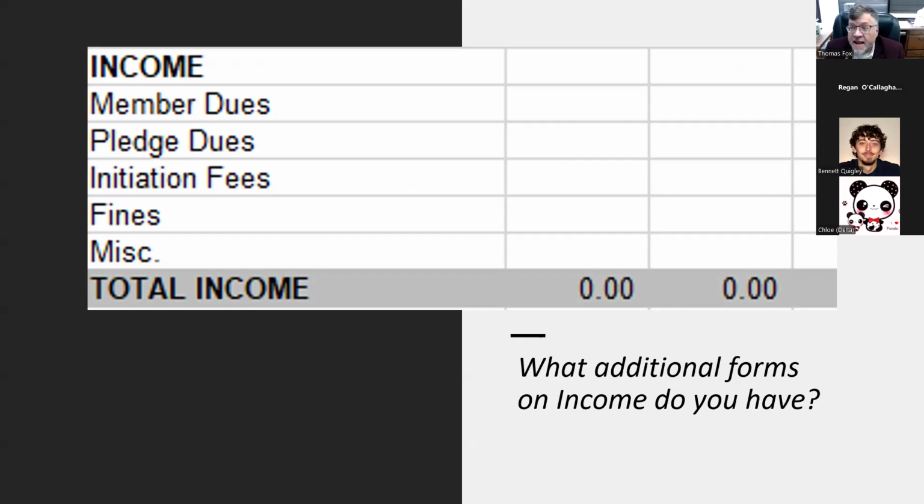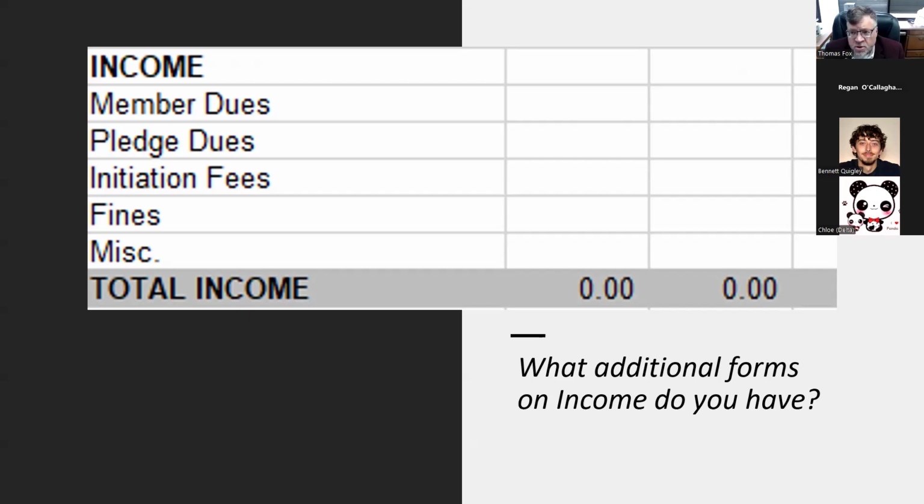And this gives you a way to show the chapter why you're charging what you're charging. You have a budget, you have everything laid out. You can tell the members, this is why we're asking you to pay the membership dues that we are expecting.